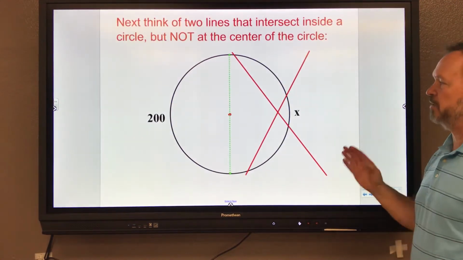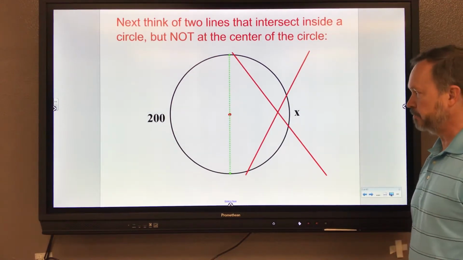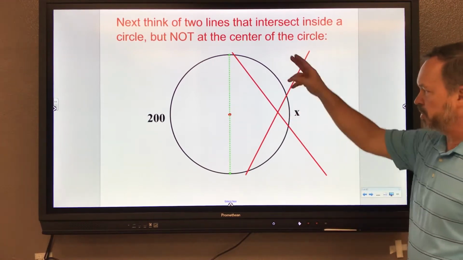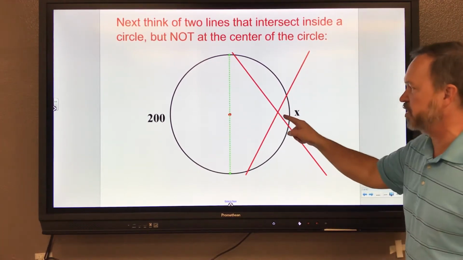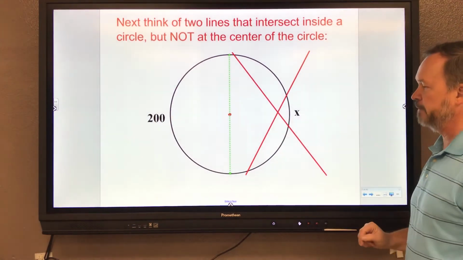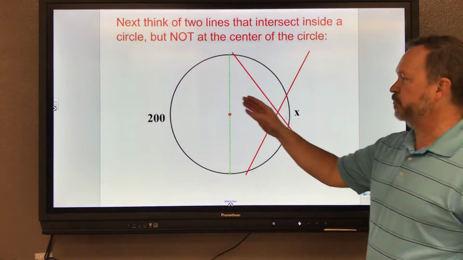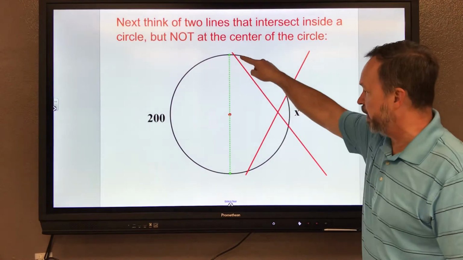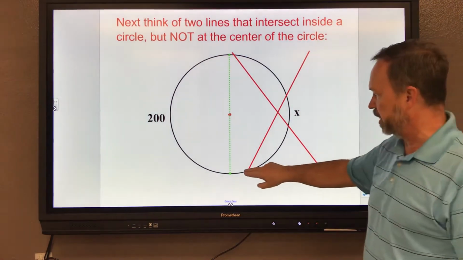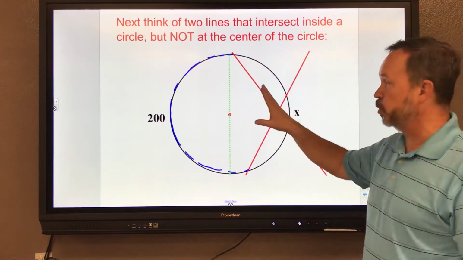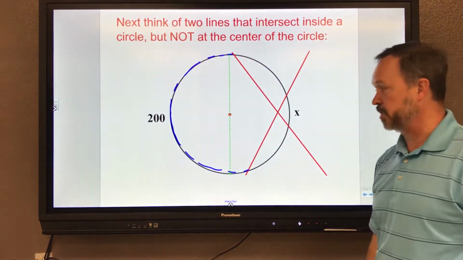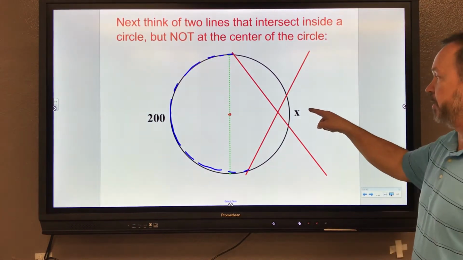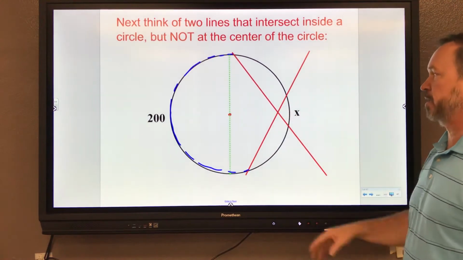What happens, though, if you're not at a center? You have two chords, two secants, that intersect the circle, but they obviously do not intersect at the center. I have noted for you that the measure of this arc is 200, not the green intersection, but the red dot intersections. So from here to here is 200. That's why it's a little more than 180, which is what the green intersection arc would have been. Now, I think it's pretty obvious that that's not 200, that's not 200, and it doesn't work that way.